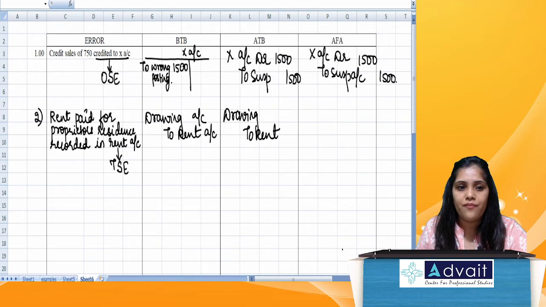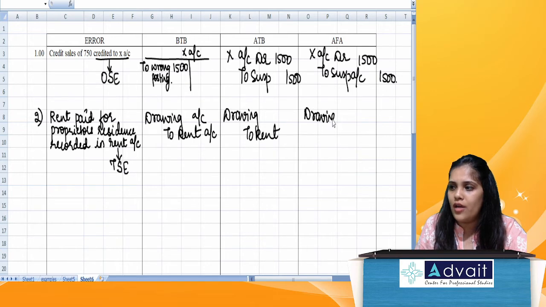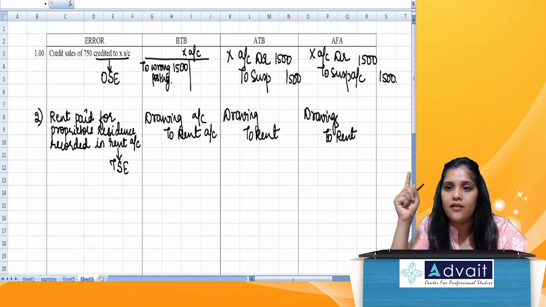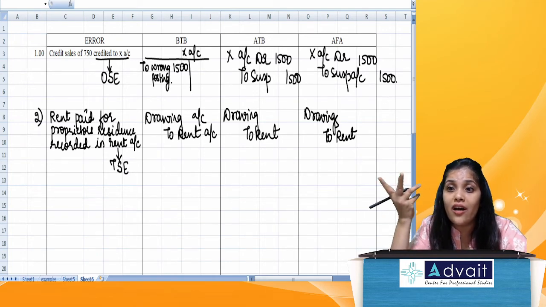Now, in the next year, you identified this error. Okay, so how to rectify? Okay, you do drawings account debit to rent account. But you are in the next year. This is the rent of which year?